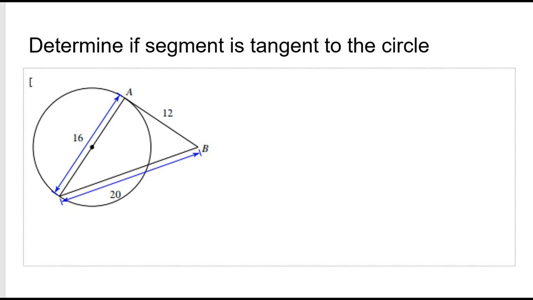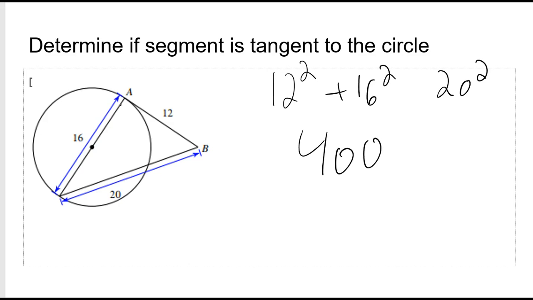Alright, once again, determine if the segment is tangent. The segment is the one that's 12. So we need to plug it into the Pythagorean theorem. 12 squared plus 16 squared and 20 squared. 12 squared plus 16 squared is 400. And 20 squared is also 400, so good, it's tangent.